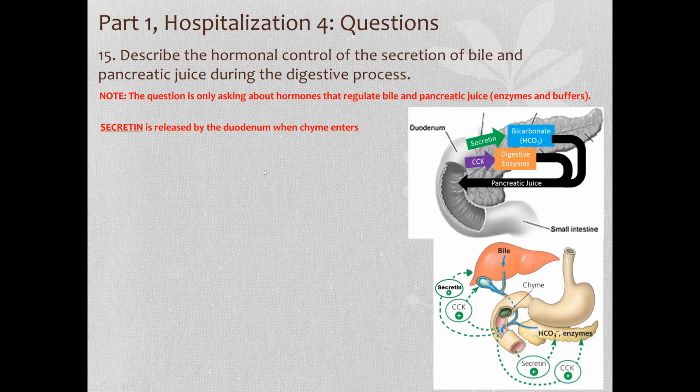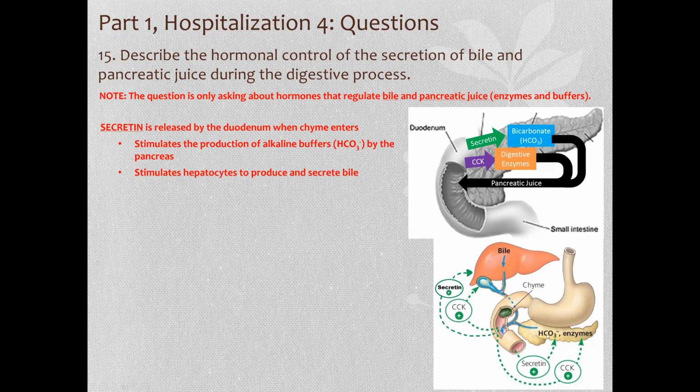So secretin is released by the duodenum when chyme first enters it. And secretin is going to stimulate the production of alkaline buffers by the pancreas. All right, so it's shown here, secretin is going to stimulate the bicarbonate buffers. It's also shown down here, secretin stimulates bicarbonate buffers.